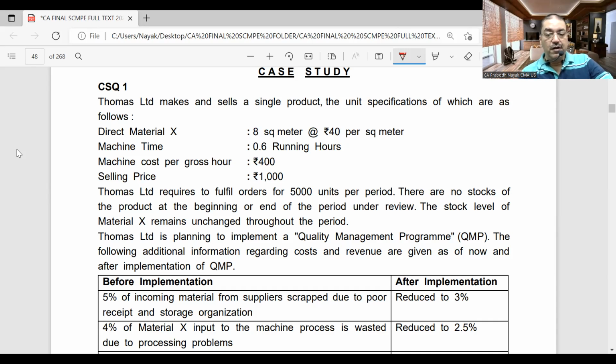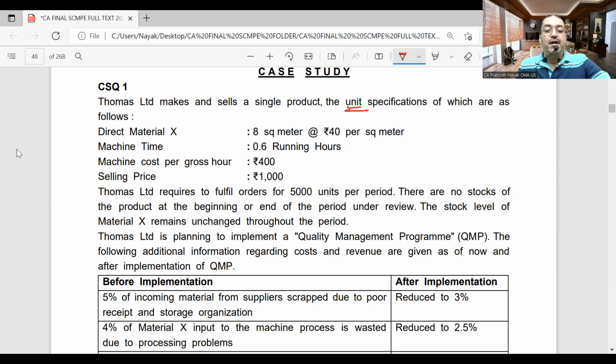How do I know it is per unit? It is given as unit specifications. So instead of giving you the word per unit, they have given unit specifications. It's understood. Machine cost per gross hour is 400 rupees per hour. Selling price is 1000 rupees per unit. All these are per unit figures. Given that machine time is 0.6 running hours, it is per unit.